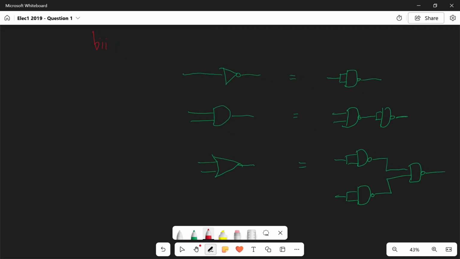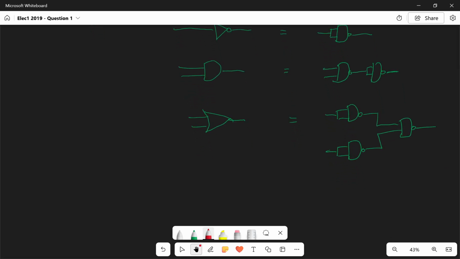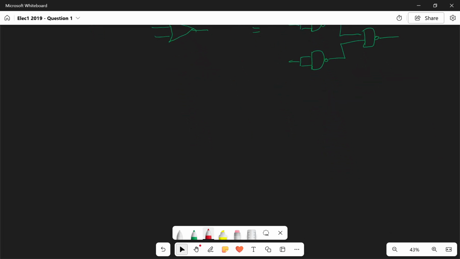And what I've got here are the equivalencies for the 3 NAND gates that you need to be aware of. So the NOT gate, the AND gate, and the OR gate. On the right hand side you can see their NAND gate equivalents. Okay, now what we need to do is redraw the original circuit using NAND gates.